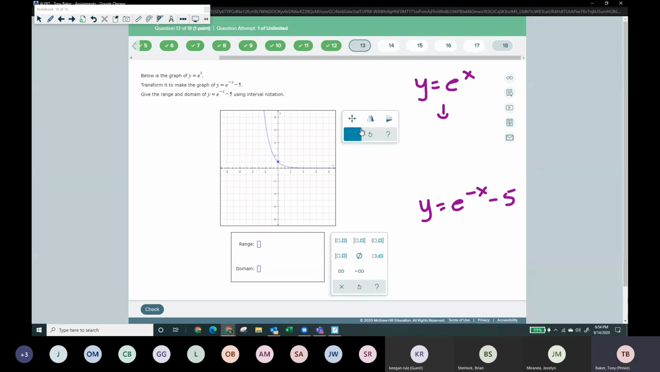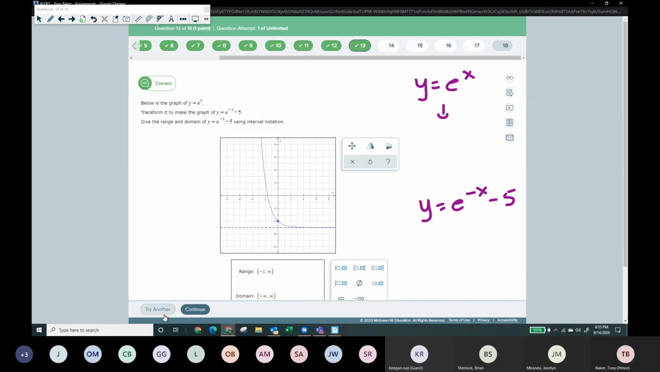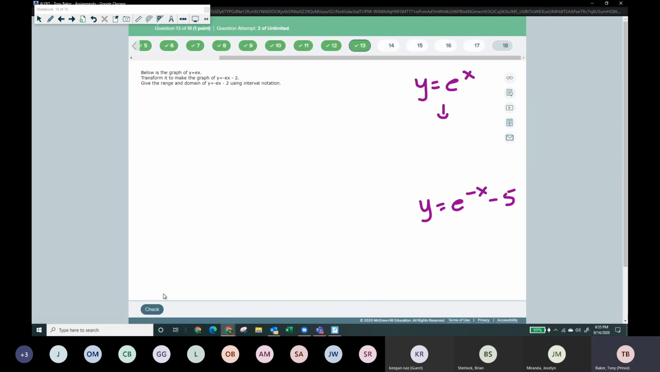This -5 takes the graph and shifts the asymptote down to -5. So not the point, the asymptote goes down to -5. My domain, again, all real numbers. My range, -5 to infinity. Let's try one more of those.